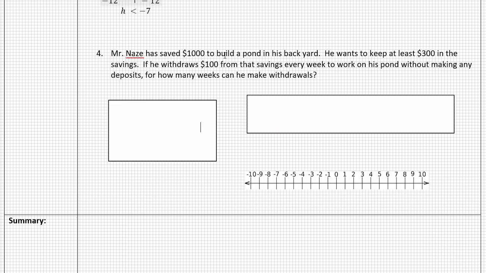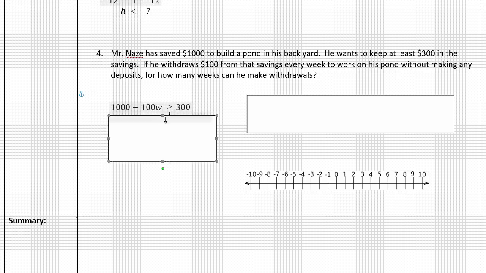Mr. Nays has saved $1,000 to build a pond in his backyard. He wants to keep at least $300 in the savings. If he withdraws $100 from that savings every week to work on his pond without making any deposits, for how many weeks can he make withdrawals? Think about this math story and see if you can come up with an inequality that would represent that so we can find an answer to this question.